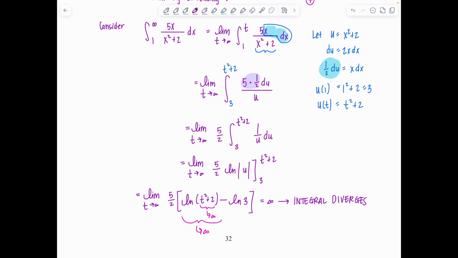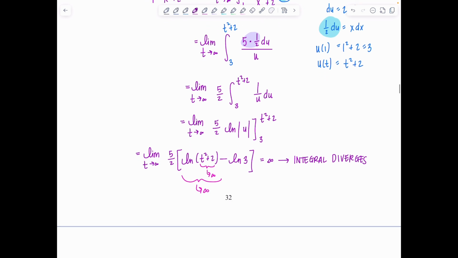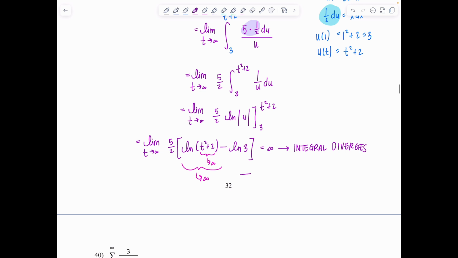Okay, so then what can we conclude from there about our infinite series? It also diverges. So the sum from n equals 1 to infinity of 5n over n squared plus 2 also diverges by the integral test. How was that?